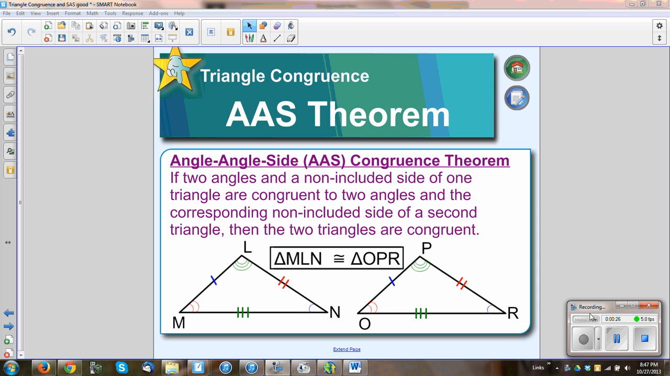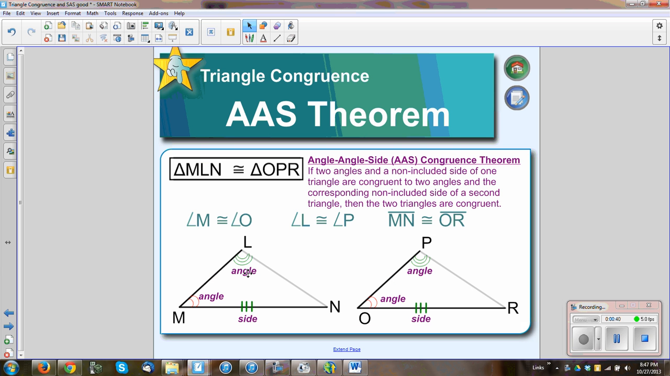And this one states that if two angles and a non-included side of one triangle are congruent to two angles and the corresponding non-included side of the second triangle, then the two triangles are congruent. Showing you some examples, you see these two angles and a non-included side. We have these two angles and the other non-included side. So as you can see, for two angles, there are actually two non-included sides.